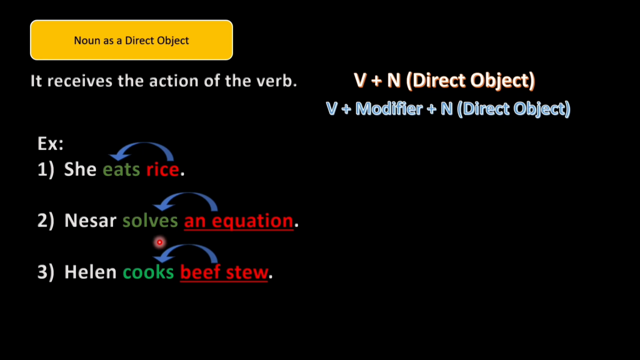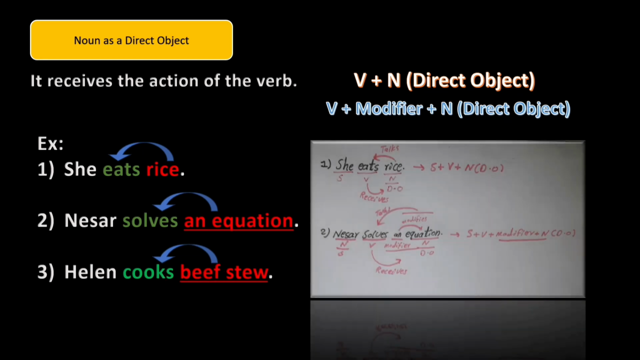Then we have number 3, Helen cooks beef stew. So cooks is the verb, the action verb, and beef stew is the direct object, which is a noun, and talks about the verb. Here we have a super analysis of this example.